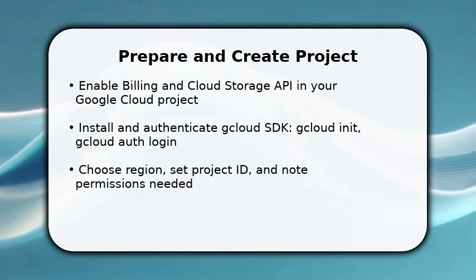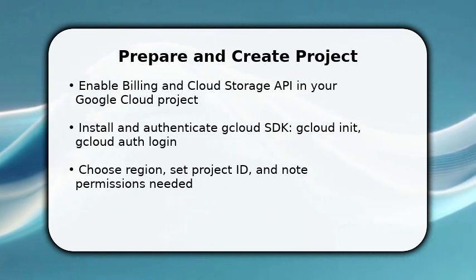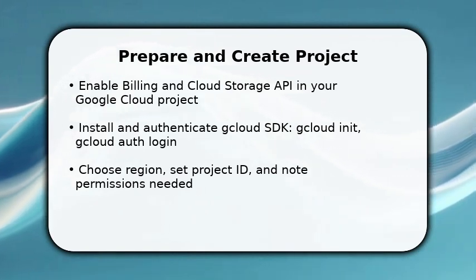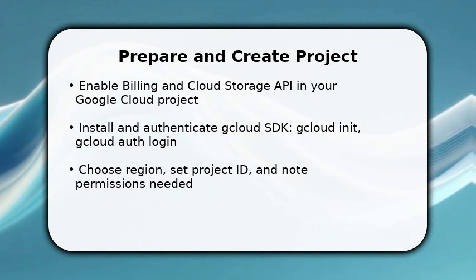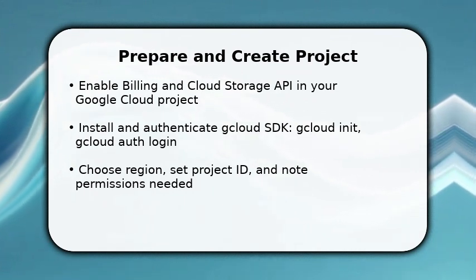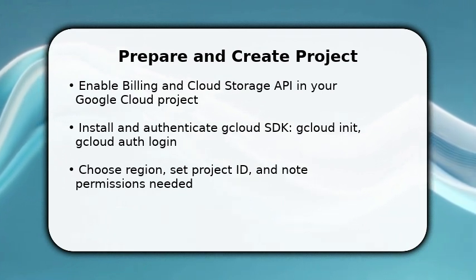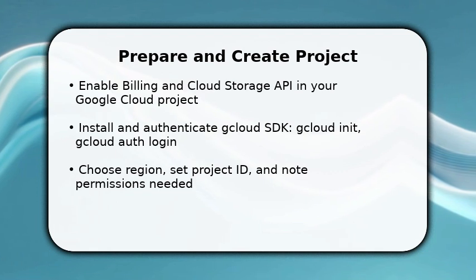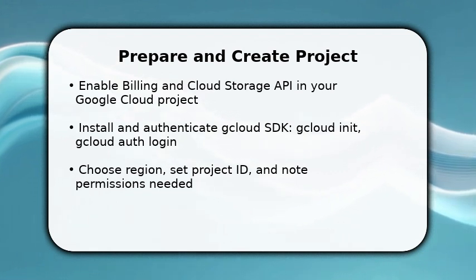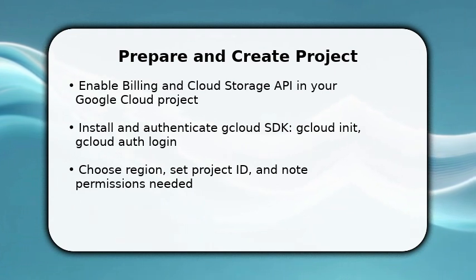You start by creating or selecting a Google Cloud project and enabling billing. This lets you provision storage. Once done, enable the Cloud Storage API and install the gcloud SDK so you can script actions. Make sure to authenticate with gcloud auth login and set your project with gcloud config set project ID.